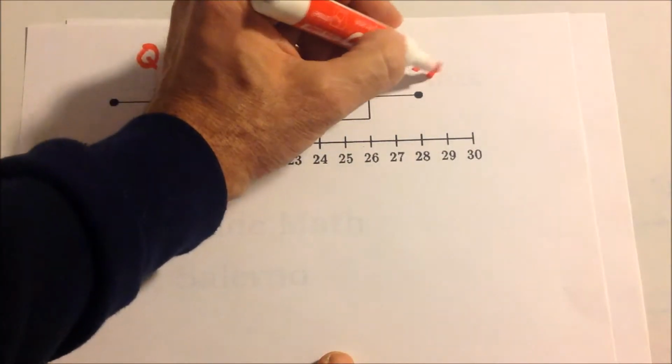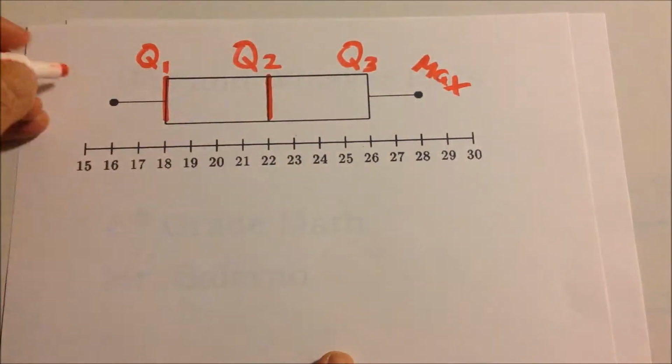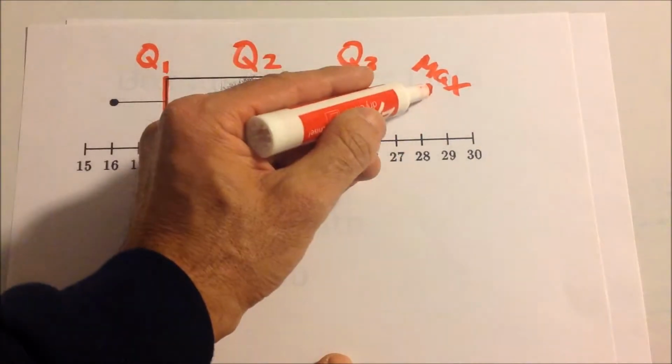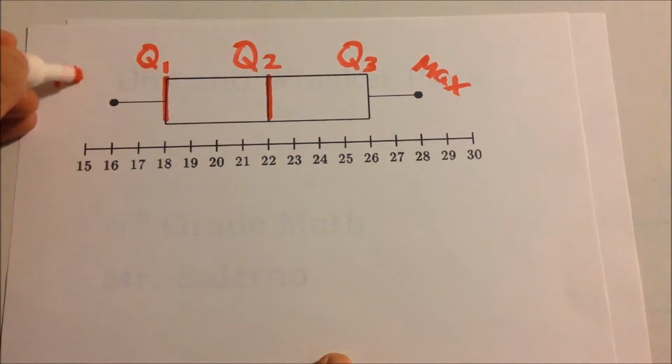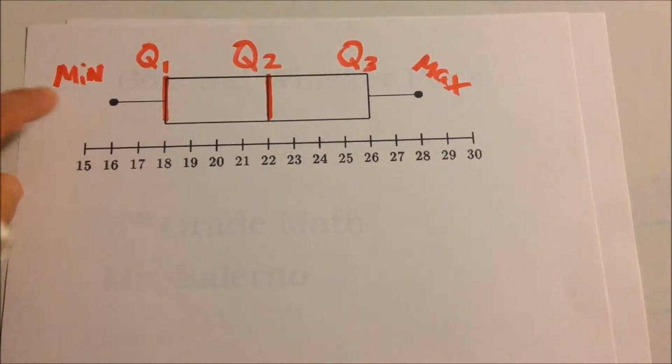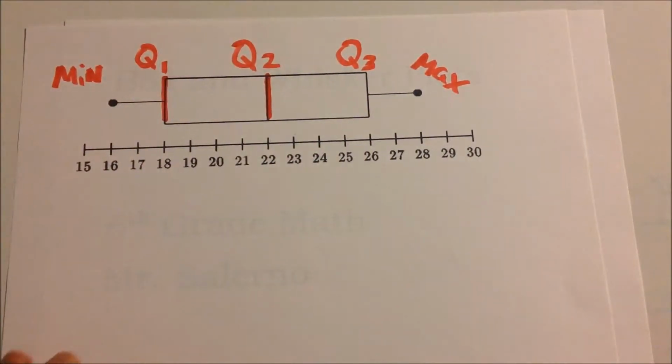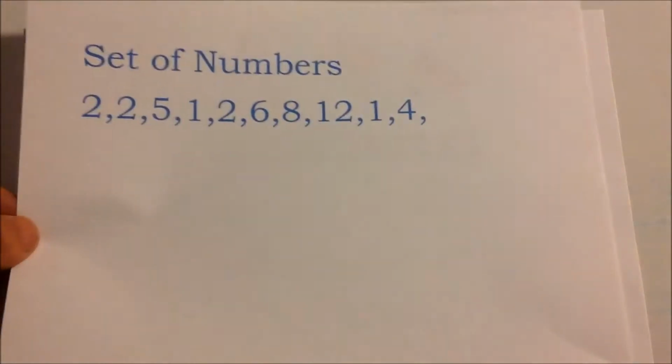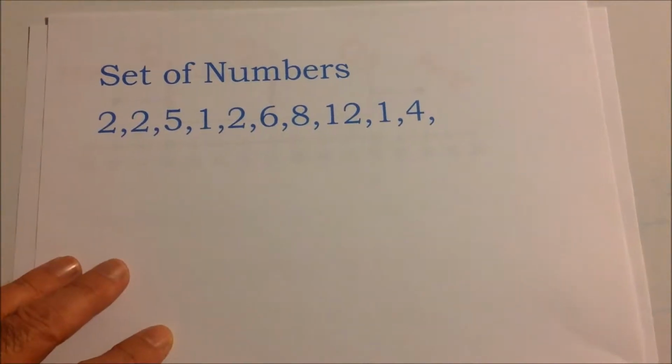Then we have a maximum, called the max, or the upper extreme, and the minimum number, or the lower extreme. So I'll go over all those terms. First, let's look at a set of numbers so we can make a box and whisker plot.